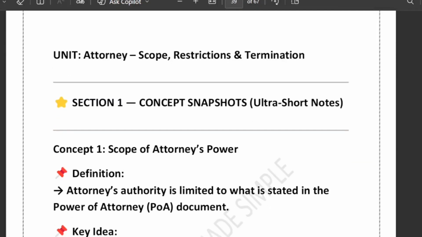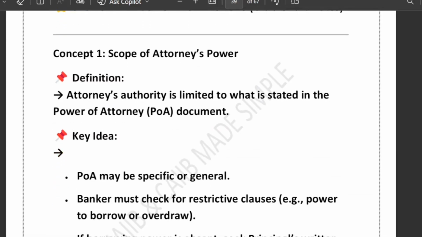Now friends, let's talk about the attorney scope, restriction and termination. Very, very important. Does an attorney have unlimited power? Can a power of attorney survive death? Let's clear the confusion with a simple rule. First of all, scope of the attorney power: attorney authority is limited to what is stated in the power of attorney document. Whatever is stated, it is limited to that only.